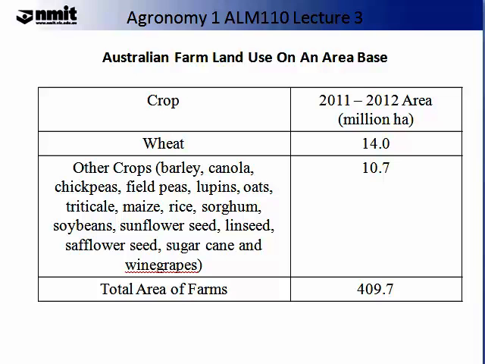Another way you can assess the worth of Australian agronomy is to look at the distribution of area base. That is, how much land is being cropped.